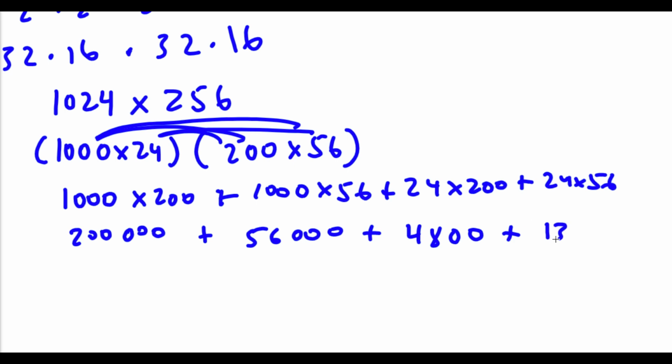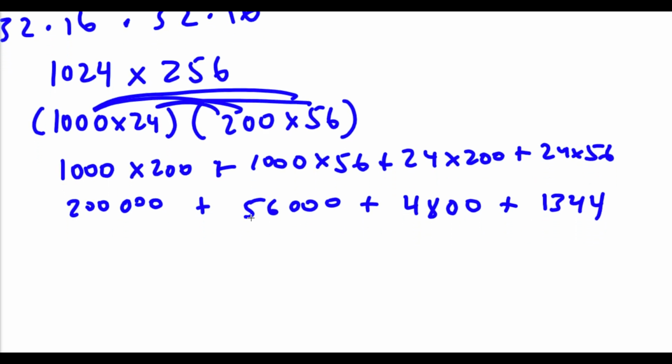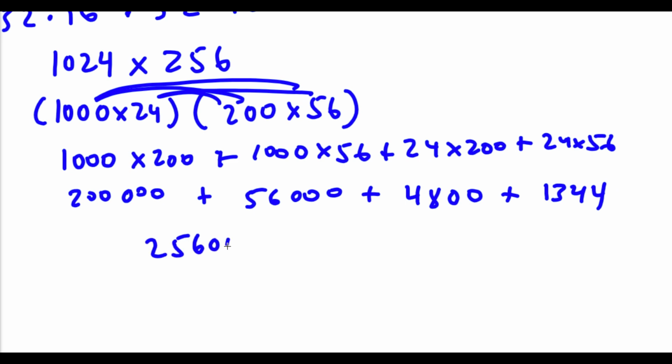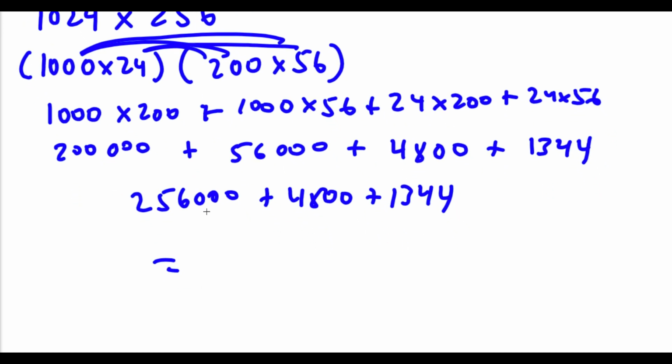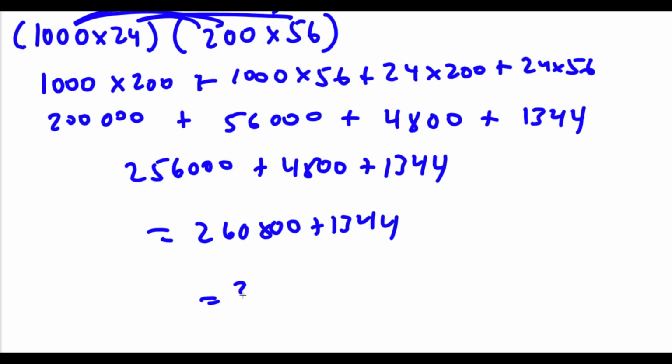is 1,344. Now 200,000 plus 56,000 is 256,000. Then I have 4,800 plus 1,344. Now 256,000 plus 4,800 is 260,800, plus 1,344, which is equal to 262,144.